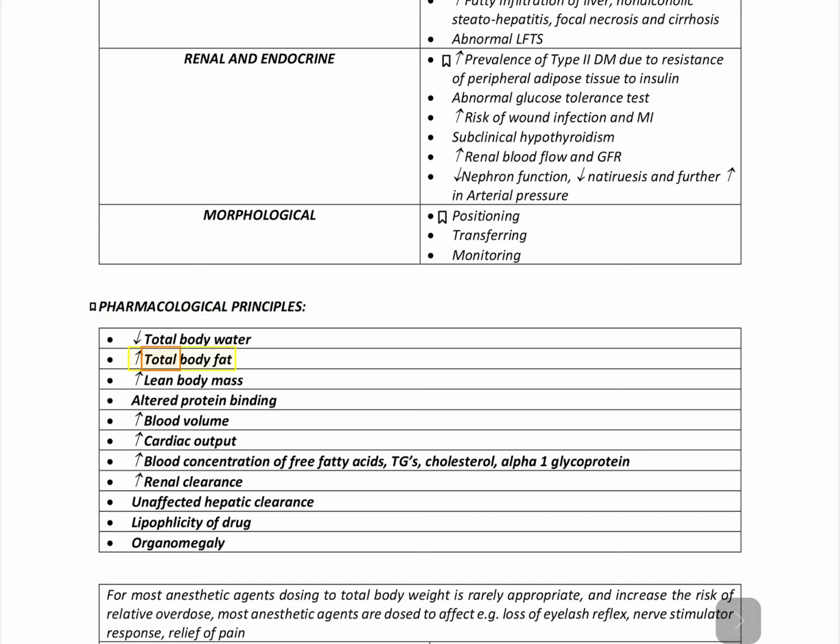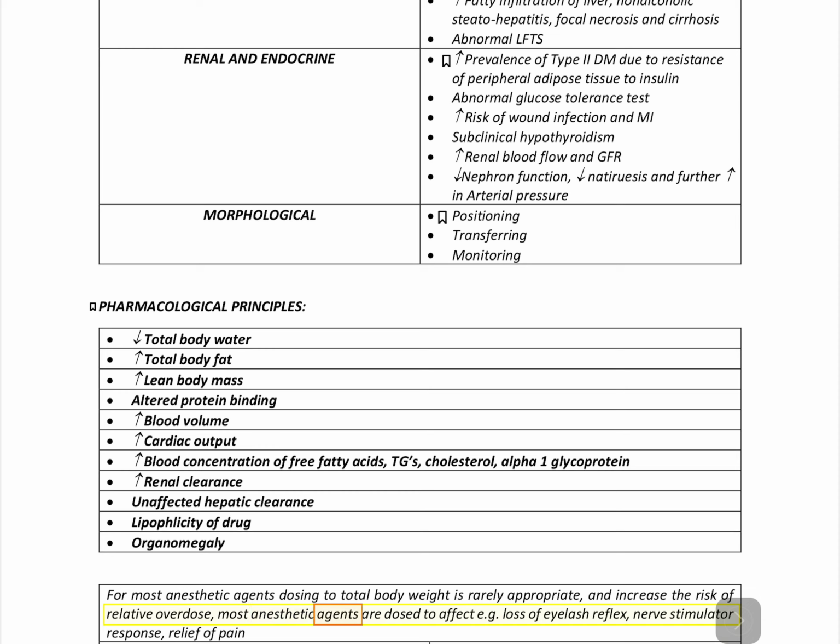Total body water, total body fat, lean body mass, altered protein binding, blood volume, cardiac output, blood concentration of free fatty acids, TGs, cholesterol, alpha-1 glycoprotein. Renal clearance is unaffected, hepatic clearance, lipophilicity of drug, organomegaly. For most anesthetic agents, dosing to total body weight is rarely appropriate and increases the risk of relative overdose.